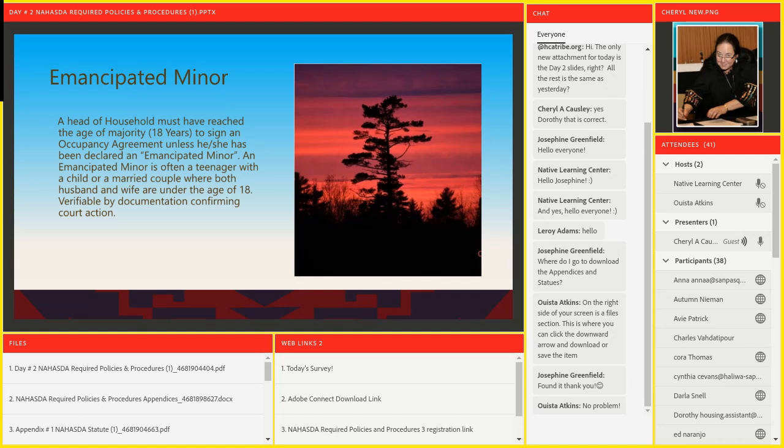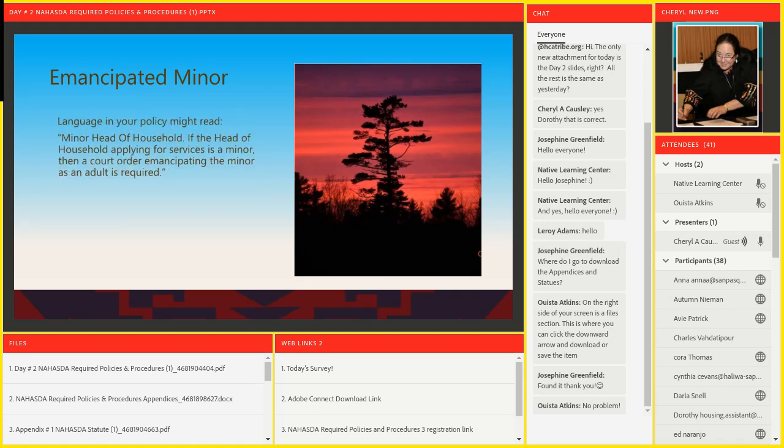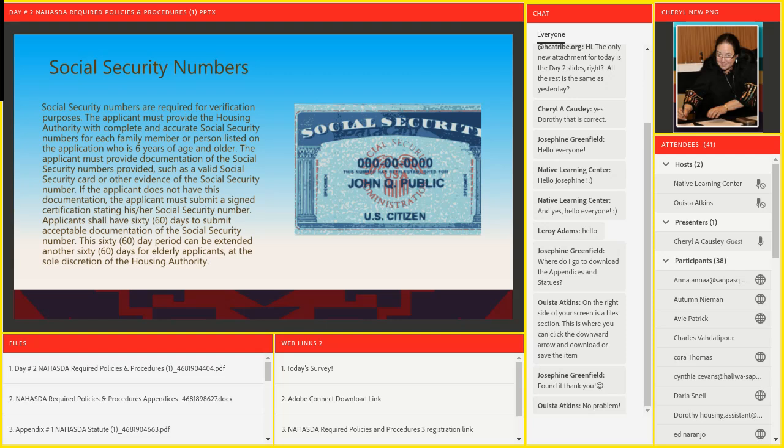So it's a discussion you have with your board, with your leadership. Do we want to service emancipated minors? That would be the language. Your language in your policy could read a minor head of household. If the head of household applying for services is a minor, then a court order emancipating the minor as an adult is required.